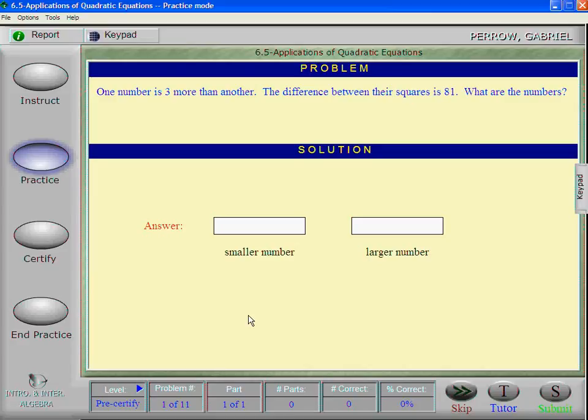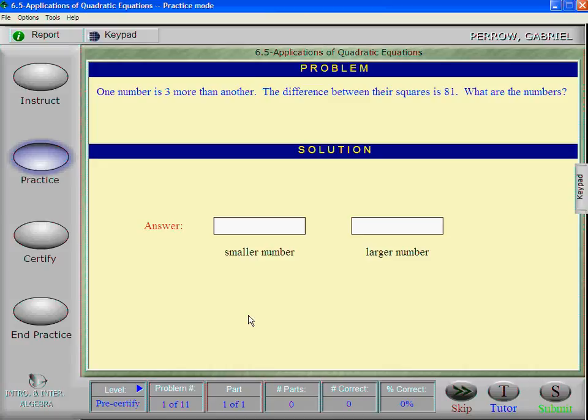Okay, so we're going to look at section 6.5. This is called Applications of Quadratic Equations. And one problem here says one number is 3 more than another number. The difference between their squares is 81. What are the numbers?